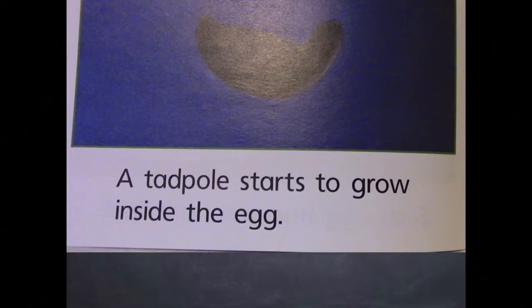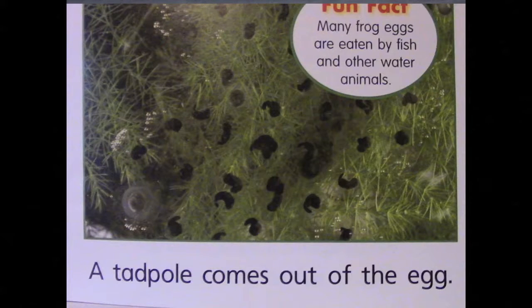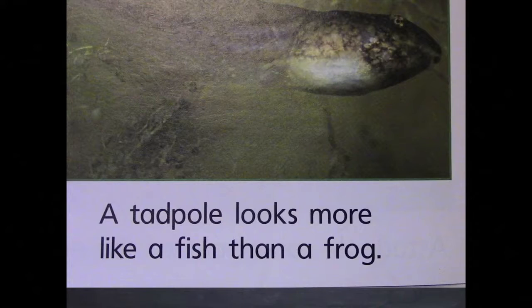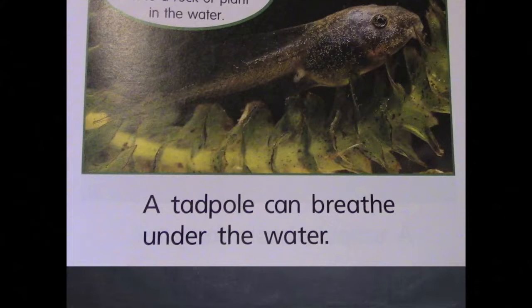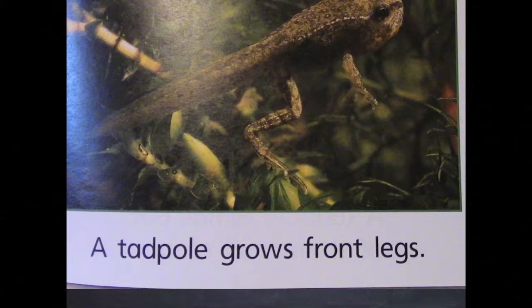Then the tadpole starts to grow inside the egg. A tadpole comes out of the egg. A tadpole looks more like a fish than a frog. A tadpole can breathe underwater. That's because it has gills, but unlike fish, those gills are on the outside of its body. A tadpole grows front legs, and now we know from the chart that the tadpole grew the hind legs before the front legs.